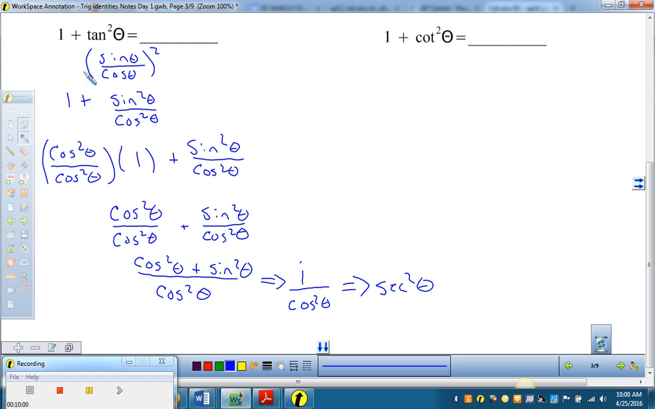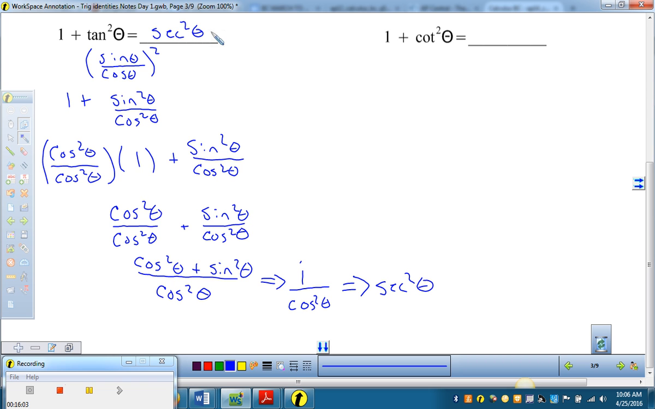So, 1 plus tan squared theta is equal to secant squared theta.